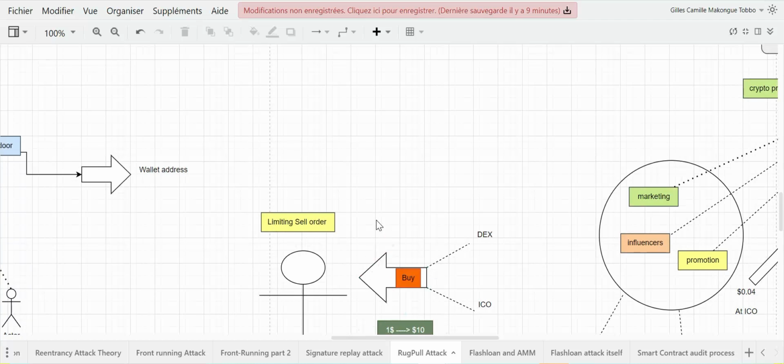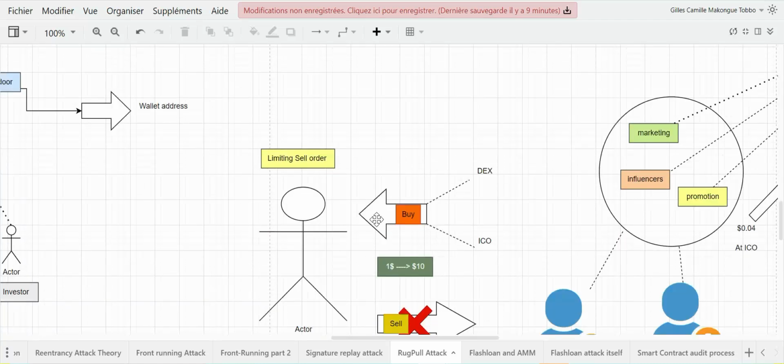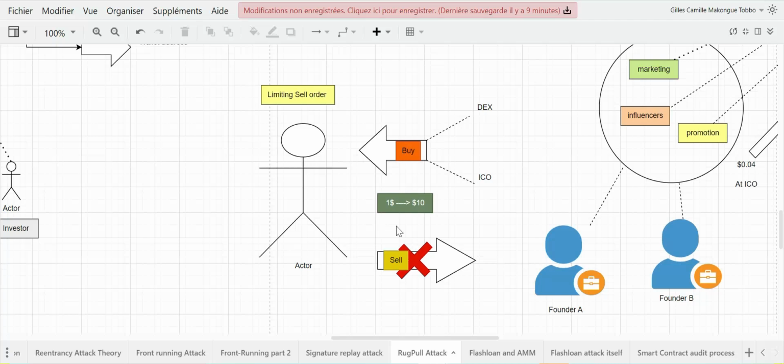Now the second type is what we call the limit sell order. You can buy a cryptocurrency from a decentralized exchange or from an ICO, and once that crypto has got some value, so you bought at $1 and now the cryptocurrency has a price of $10, and now you want to sell to make some profit, you are unable to sell.